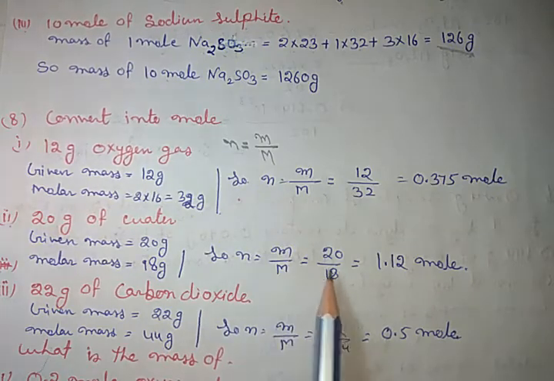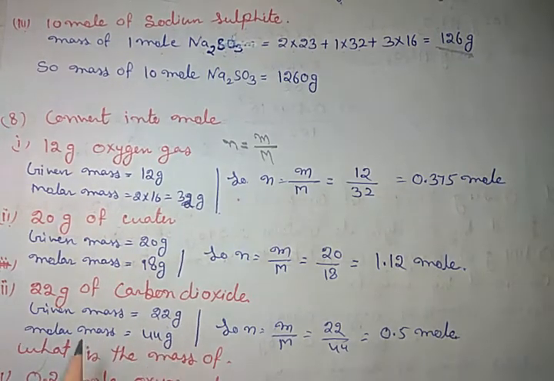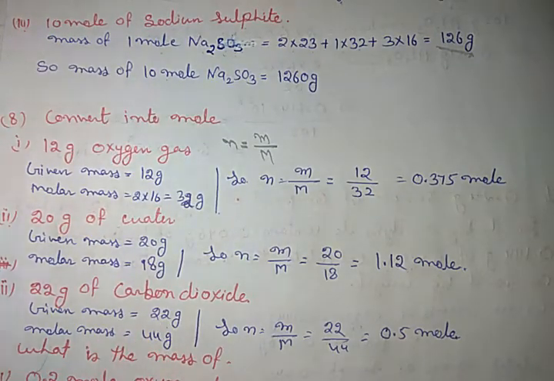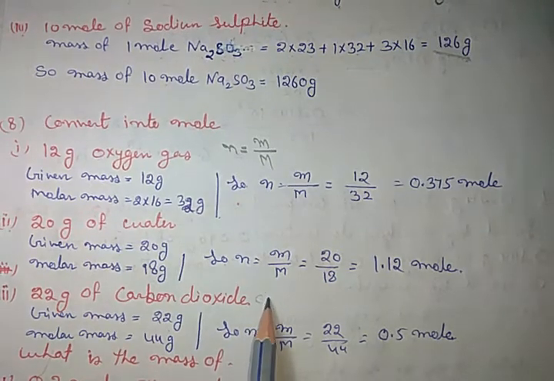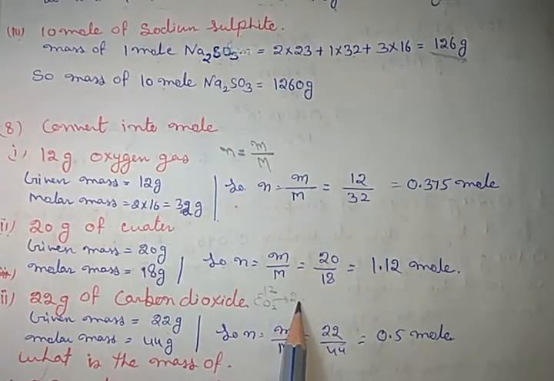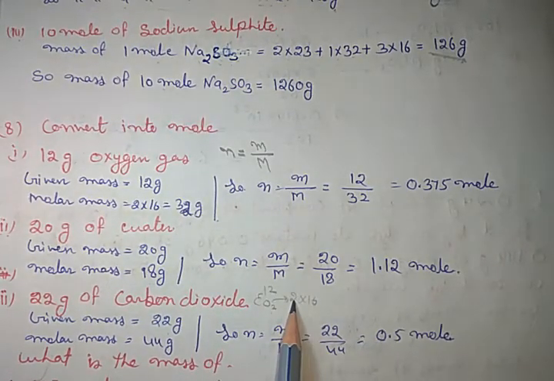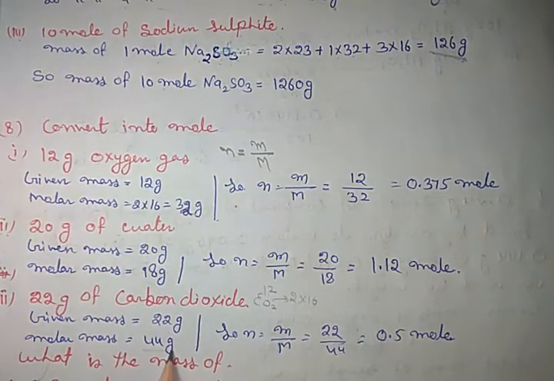Now put the values in the formula, so the answer becomes that. Similarly, now 22 gram of carbon dioxide. Given mass, and the molar mass we calculated just a few minutes before. If you forget, let me rewind it. Carbon dioxide, CO2. Carbon is 12, oxygen is 2 into 16, because there are 2 oxygen, so the total becomes 32 plus 12, that is 44 gram.